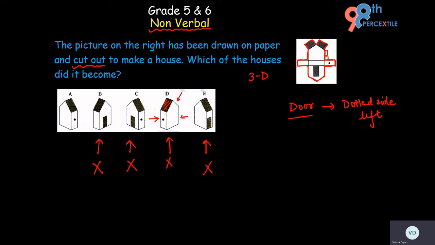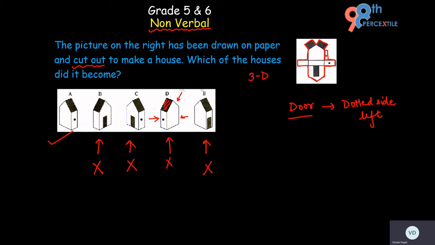Now let's talk about option number A. I think option A is absolutely correct, because when we will fold these edges, and if we keep that side of the house in front of me on which there is no door, then dotted side will be on right, and that is exactly what is happening in option number A. So yes, this particular option is absolutely correct.